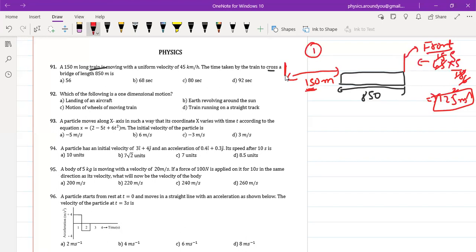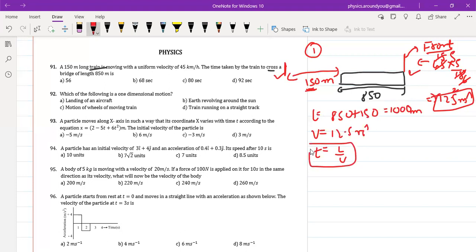So how long did the front end travel? The front end was at this position initially. Now it is over here. So what is the total distance traveled by the front end? 850 meters plus 150 meters, so the total distance traveled is 1000 meters. And what is the speed? Speed is given as 12.5 meter per second. How will I get the time of crossing? Time of crossing is distance by speed, and if you do that, you'll get the answer. It should be somewhere in the eighties. The only option in the eighties is 80 seconds.